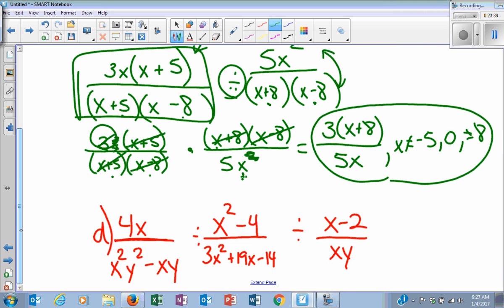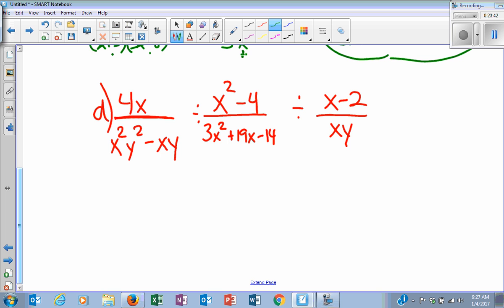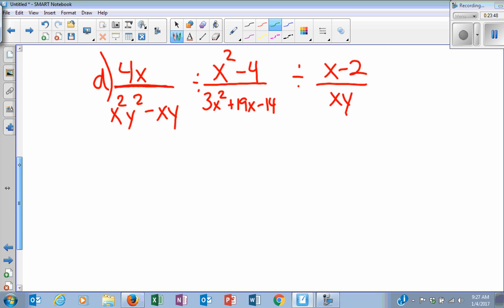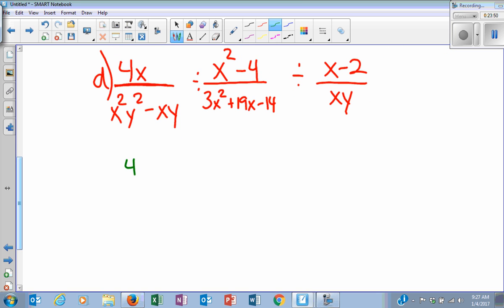Alright, last one. Again, don't freak out because this thing has 3 problems on it. I'm going to do the same thing. So take your time, first off, and factor these guys. The top is done. The bottom is not factored. What do these guys have in common?